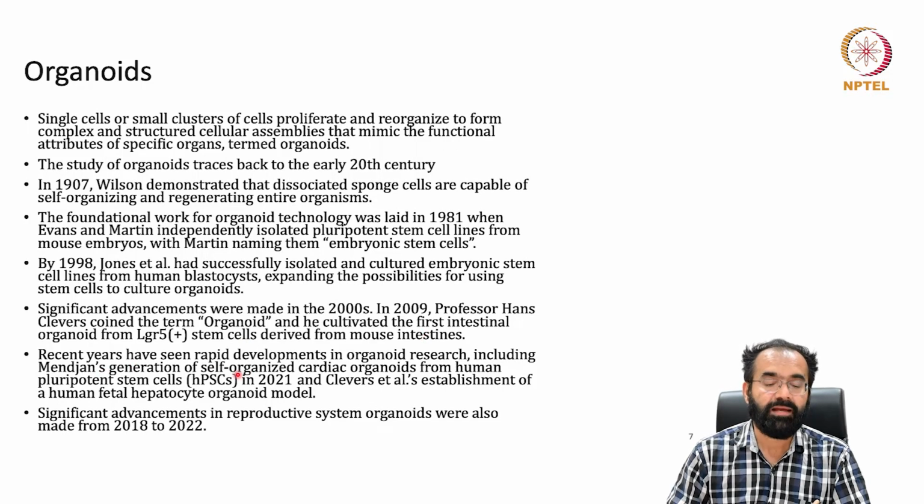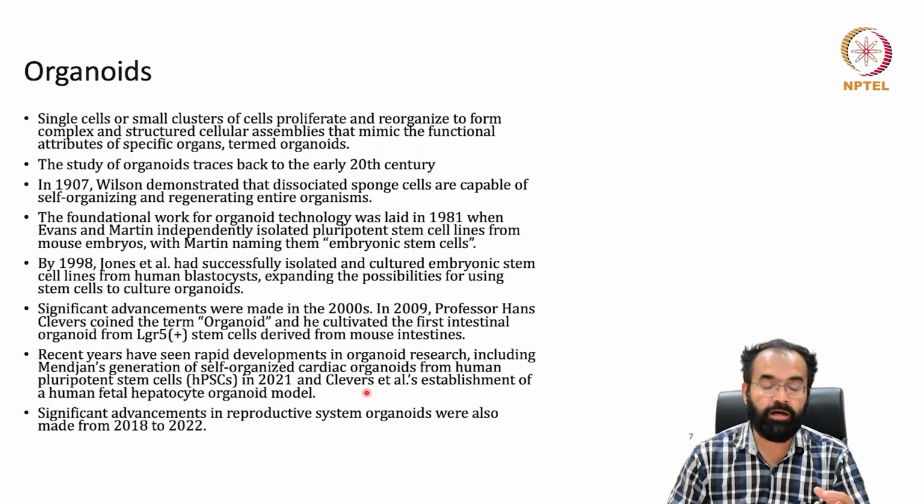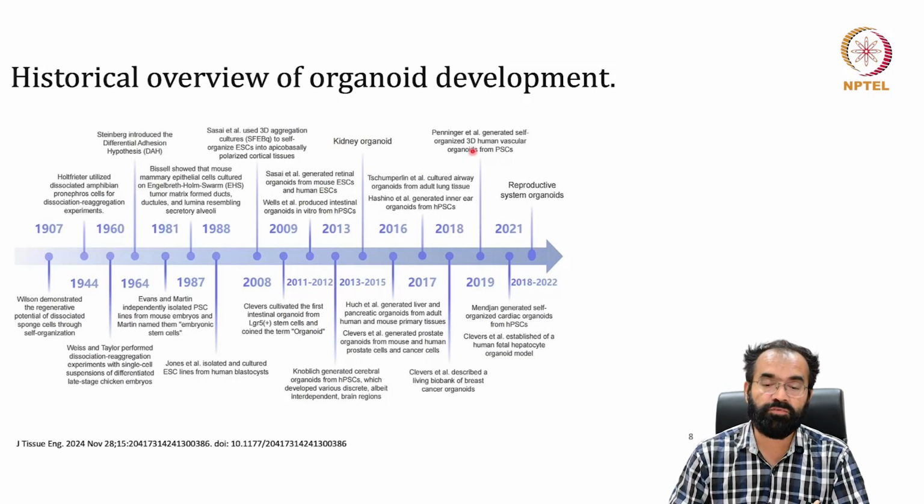Recent years have seen several rapid developments in organoid research, including generation of self-organized cardiac organoids from human pluripotent stem cells. In 2021, Clevers et al. showed the establishment of human fetal hepatocyte organoid model. So we are developing the organoid era like anything. Significant advancements in reproductive system of organoids were made from 2018 to 2022. So this is a historical overview of organoid development.